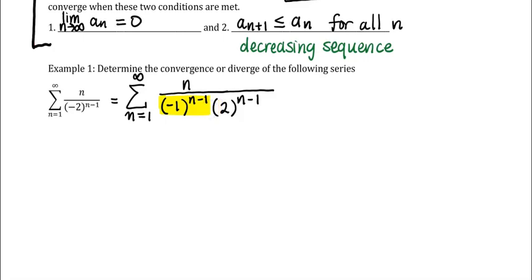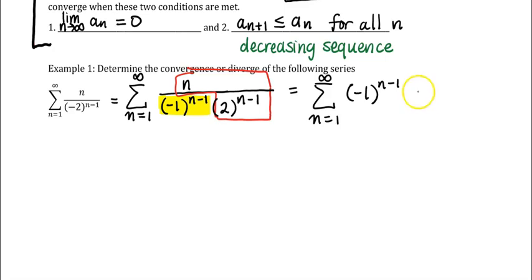Now we have a (-1)^(n-1) in the denominator. That's either going to be a +1 or a -1 as we evaluate the terms of the series. Well, if it's a +1 or a -1, it does not matter if it's in the numerator or if it's in the denominator. So that term that I have highlighted in yellow, I can write it in the numerator instead. And then I would still be left with this n over 2^(n-1).